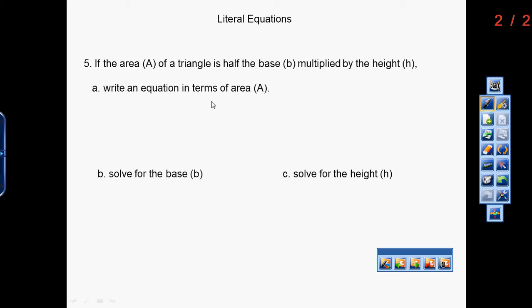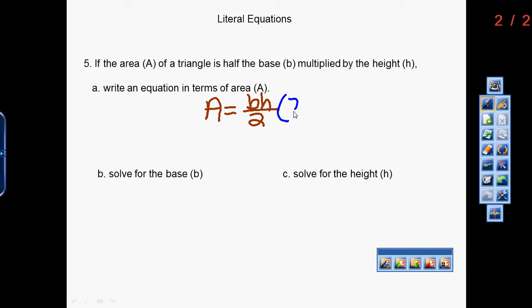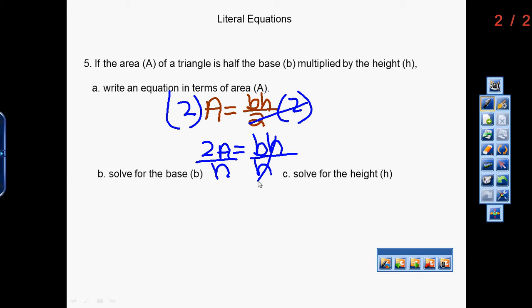As area equals base times height divided by 2. So I'm solving for B. So the first thing I'm going to do, like you said, is multiply both sides by 2. So that gives me 2A equals BH. Now, since I'm trying to solve for B, what am I going to do now? That's correct. I'm going to divide by H. Once I divide by H, I see that my B is by itself, so I'm left with 2A over H.